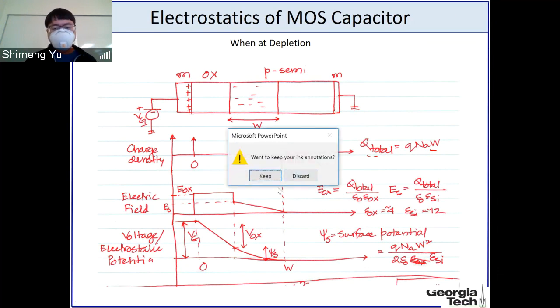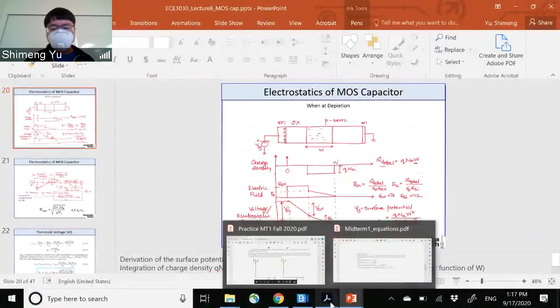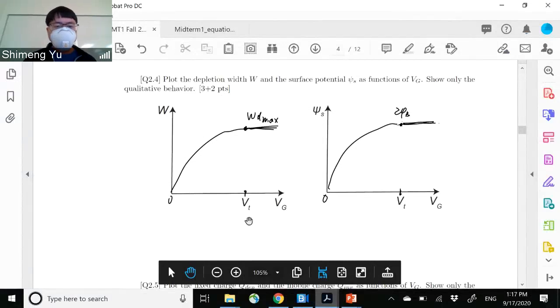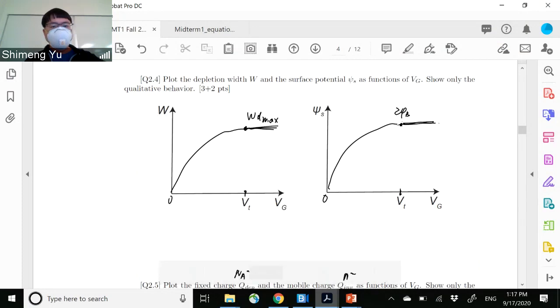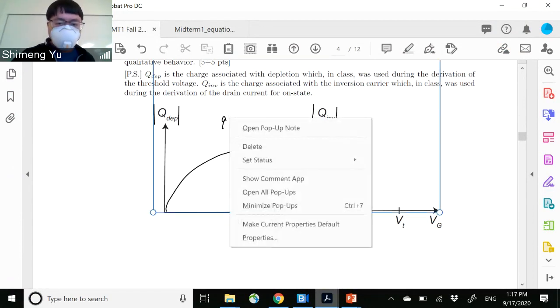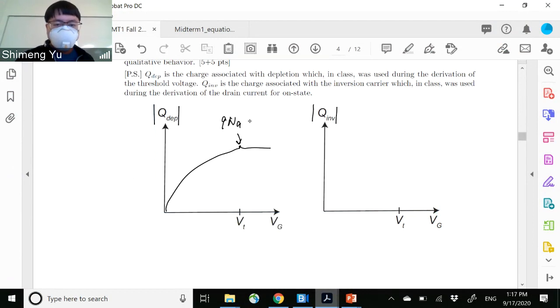Then you can draw this easily because you have done the width as a function of the Vg, and the depletion charge is proportional to the width. Then the depletion charge should follow the same behavior. And then this one is like the maximum QNAW, and now this is at the depletion max.